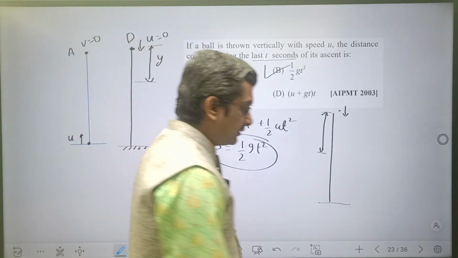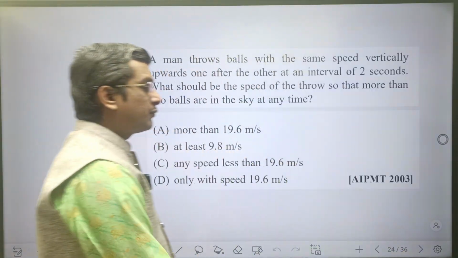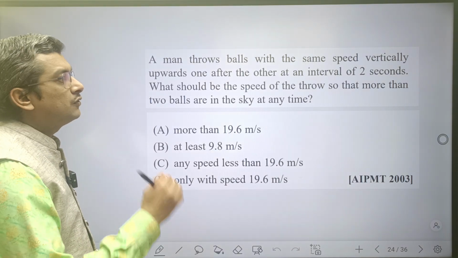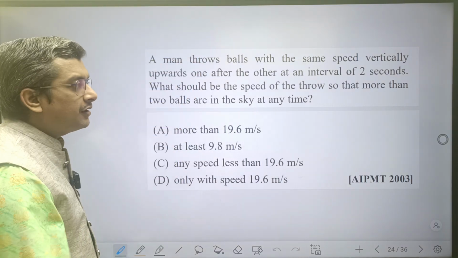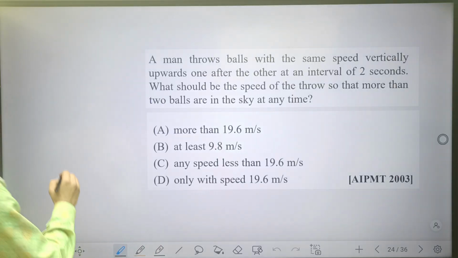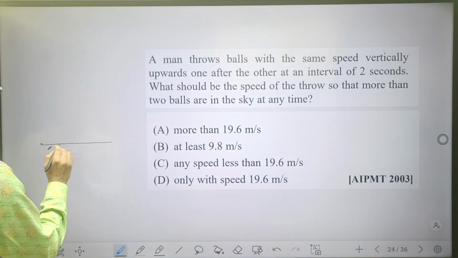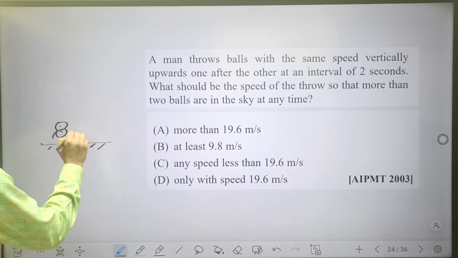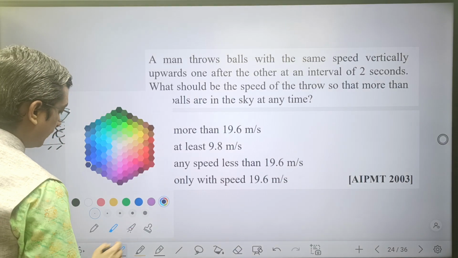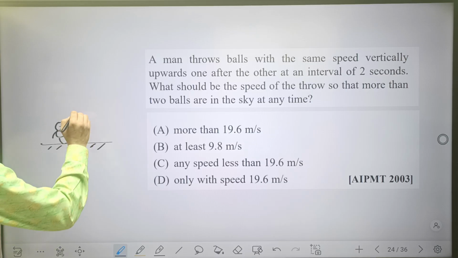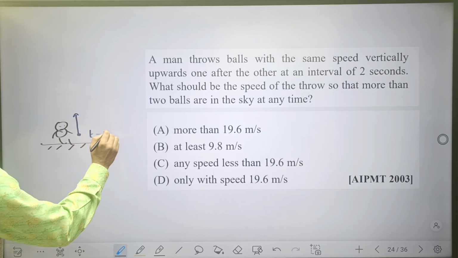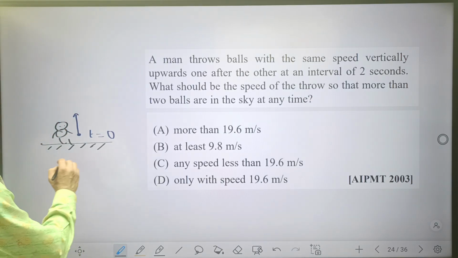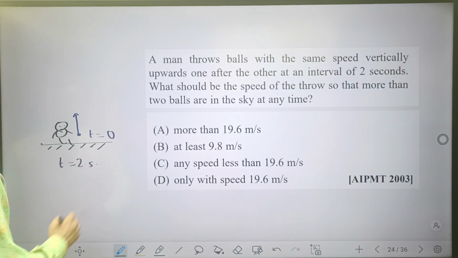So this is the logic concept. You can prove this. A man throws a ball with the same speed vertically upwards, one after the other, at an interval of 2 seconds, isn't it? So suppose here is the ground, and here is a man throwing a ball one after the other. Let us suppose the first ball is thrown at t equal to 0. So what happens at t equal to 2 seconds? He will throw the second ball.